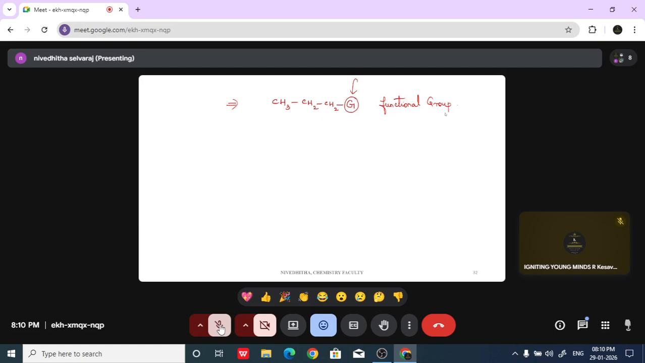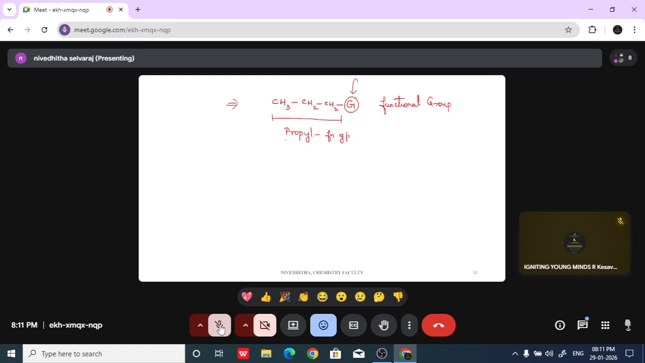Fine. So listen here. Initially, it was propane. But in propane, I've removed one hydrogen, right? Then it is not propane. So you have to represent it as propyl. Whenever I'm using the term 'yl', you have to understand that I've removed one hydrogen already. So propyl is nothing but propane with one hydrogen removed. So to this propyl, I have a functional group.